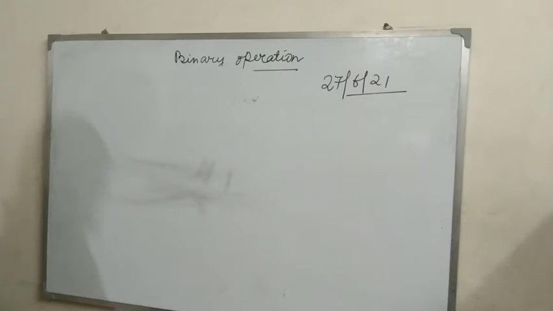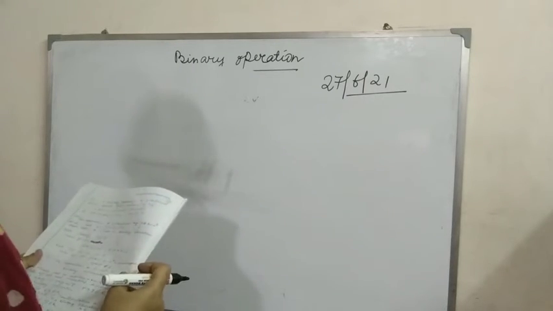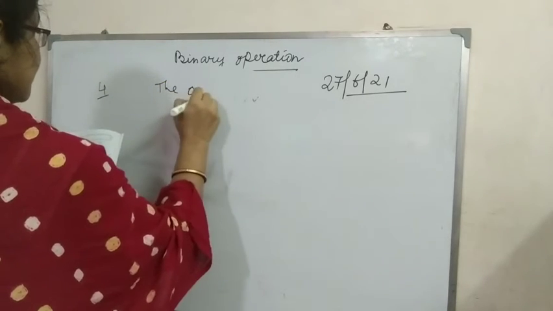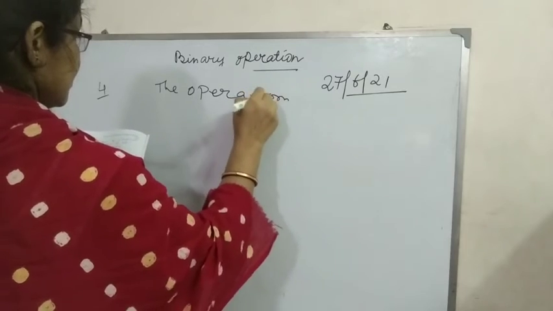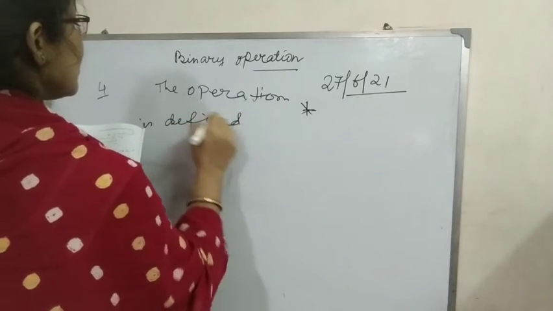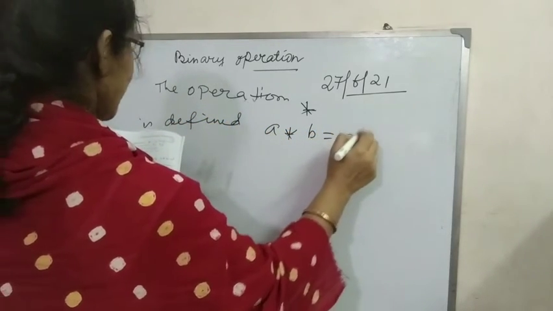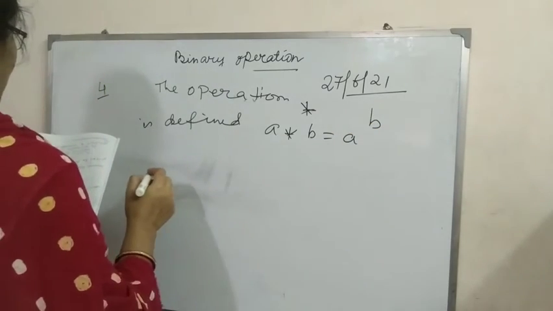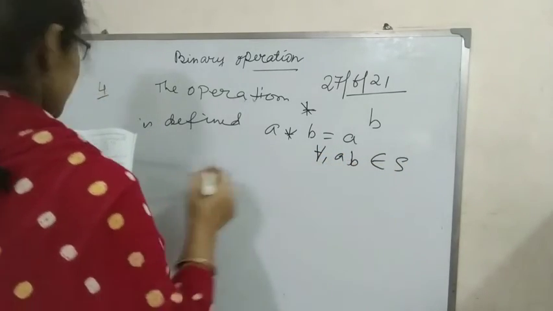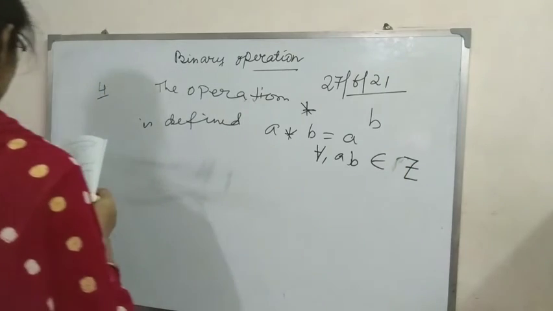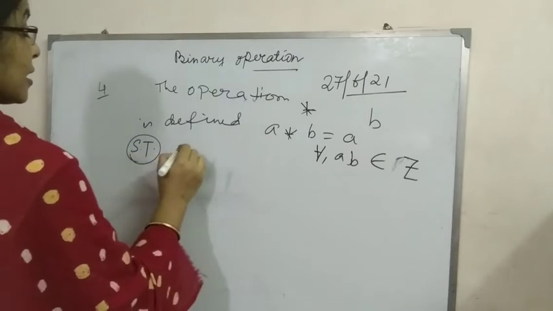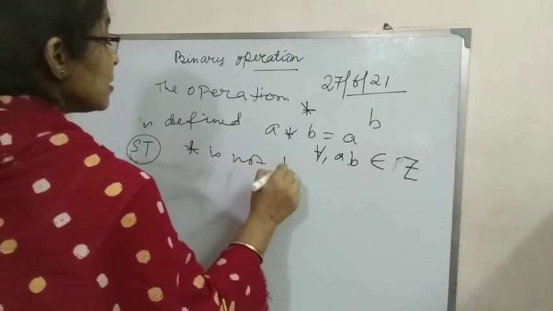Next question is, the operation star is defined A operation B equal to A to the power B on Z, that is for all A, B belongs to Z. Show that operation is not binary.